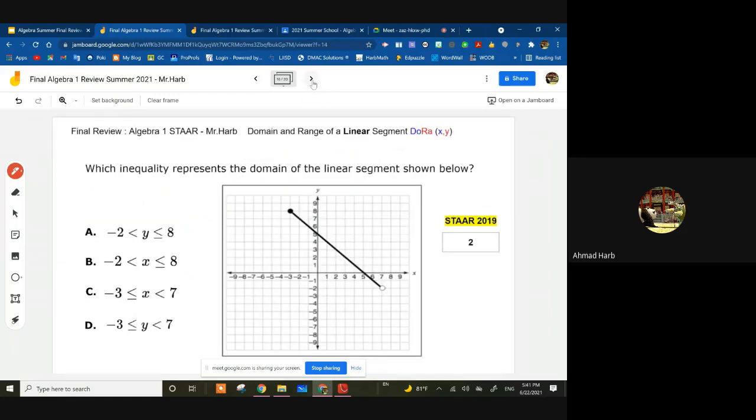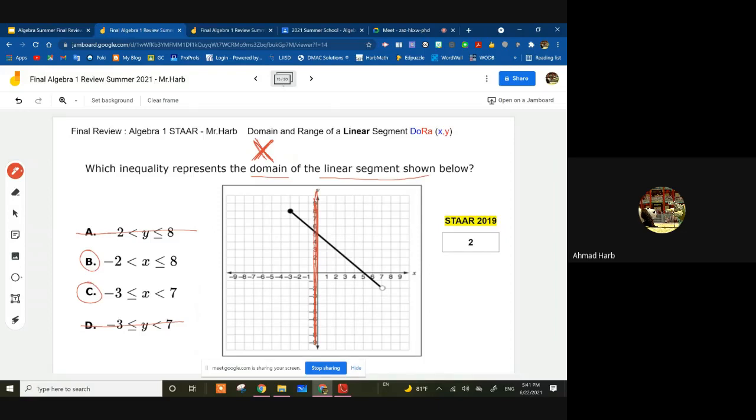The next question is, which inequality represents the domain of the linear segment shown? The domain is the x values. So just remember that the domain is x. That means I'm not going to read any number off the y. So scratch off all the y numbers. So the y, no. The y, no. So it's either B or C. Which one is it, B or C?